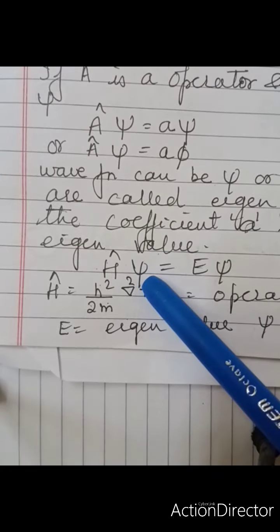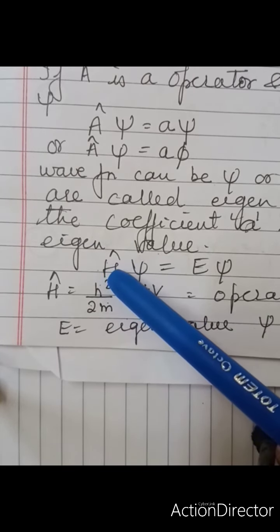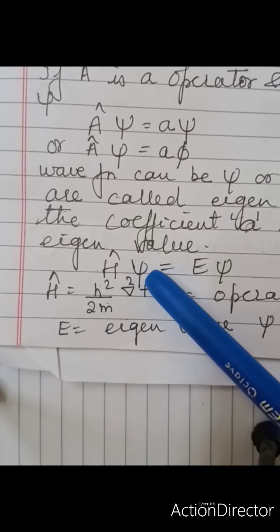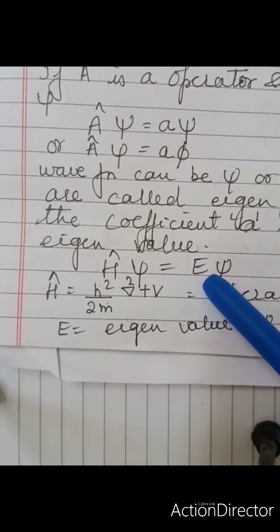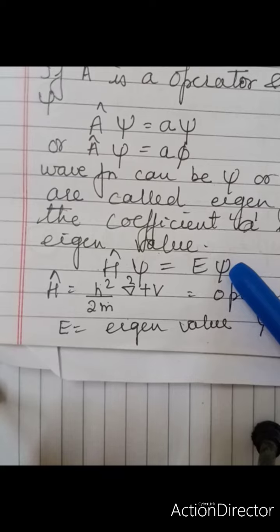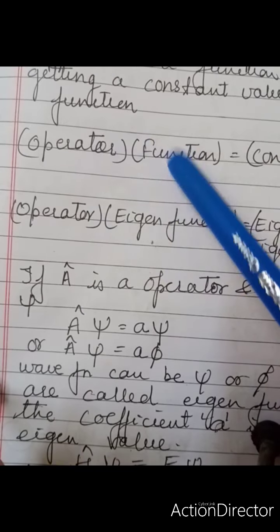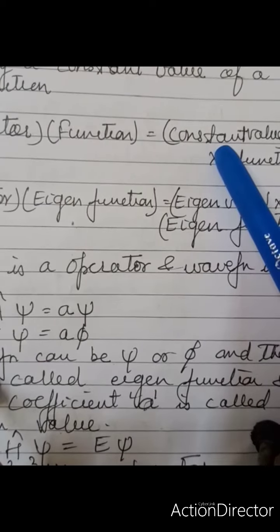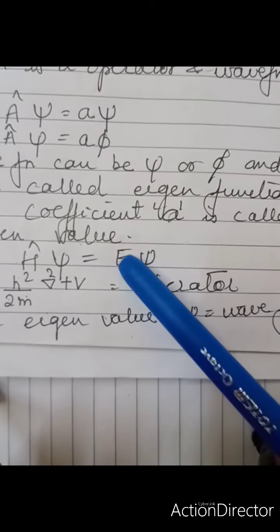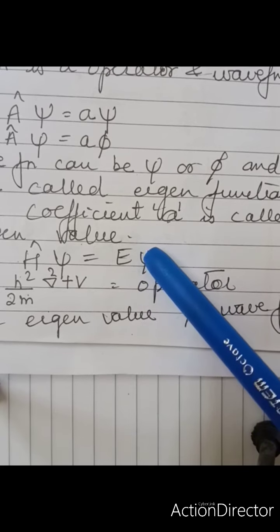Let us try to understand it in terms of the Schrödinger wave equation. Let us consider the Schrödinger wave equation, H cap psi is equal to E psi. Now this is an operator which is very well known, that is the Hamiltonian operator, and psi is a wave function. So you are getting E psi. E is the eigenvalue of this wave function. So if any operator is applied on a function, you will get a constant value and the function. This constant value is the eigenvalue, and this function is the eigenfunction.